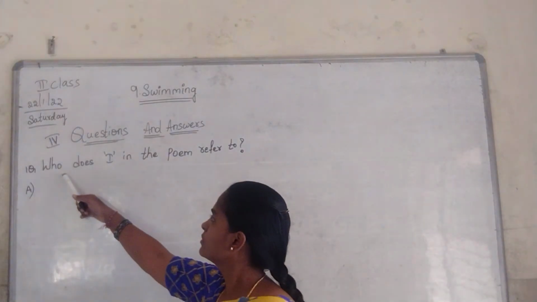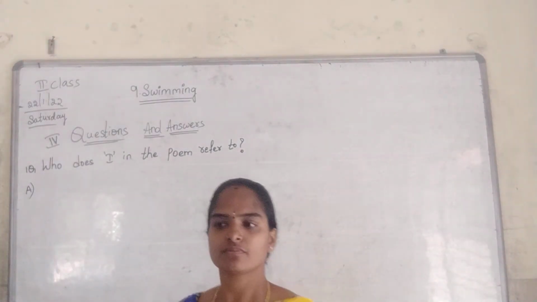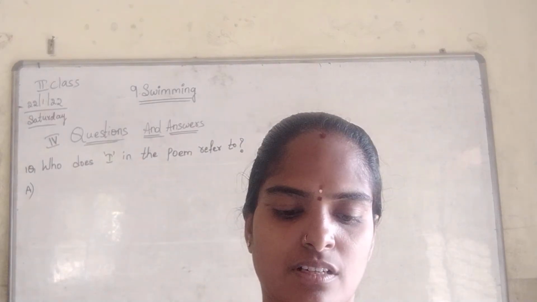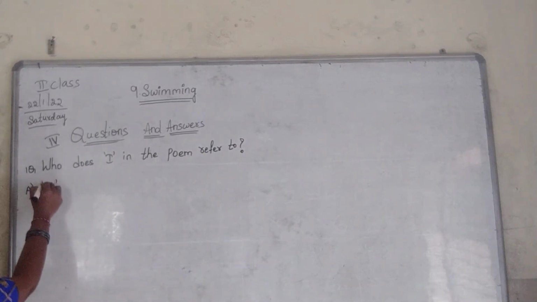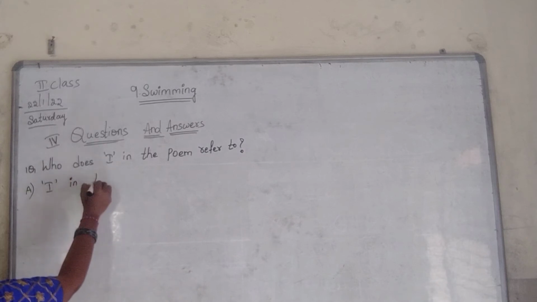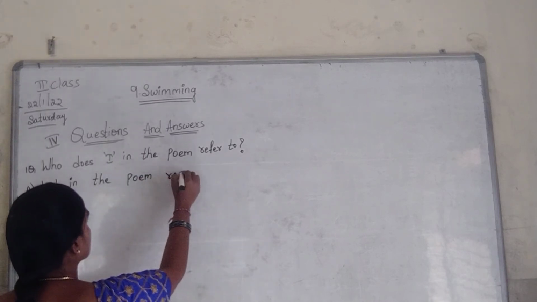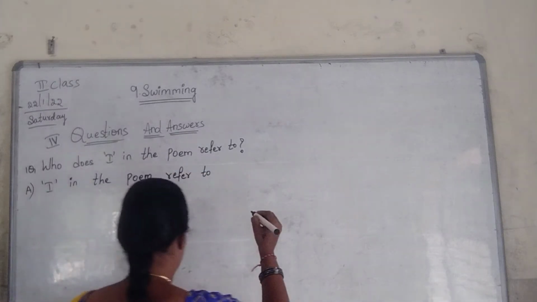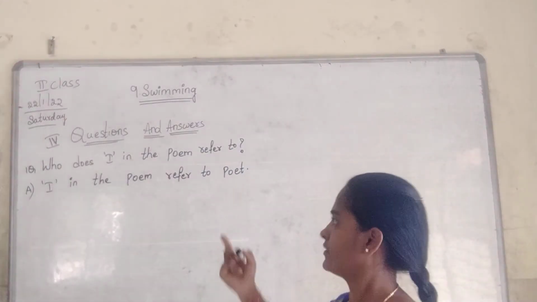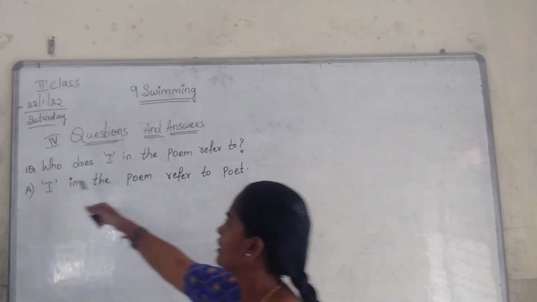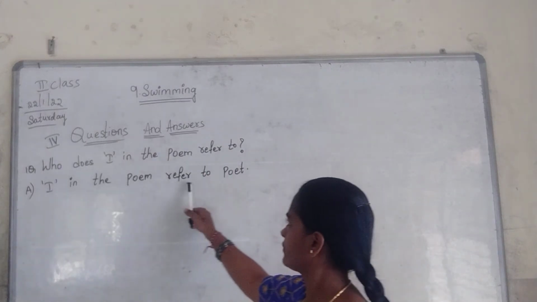Copy. Who does "I" in the poem refer to? All of you copy. "I" in the poem refers to the poet. Okay, ma, this is a poem now. Ninth lesson is a poem. First question. All of you copy question and answers. Who does "I" in the poem refer to? "I" in the poem refers to the poet.